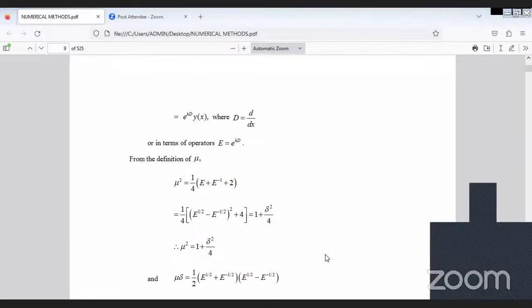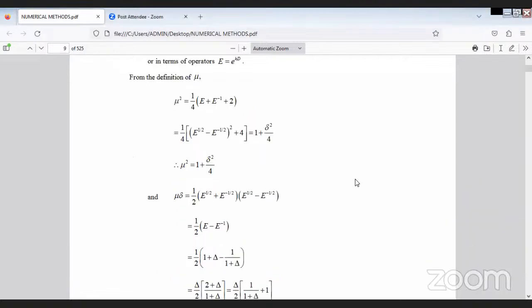E power e inverse. So therefore 1 by 4 e power 1. I am taking the 1 by 4 as a constant automatically. That is a, e plus e power minus 1 by 2, there is a plus b whole square. The formula we are writing here: e power 1 by 2 minus e power minus 1 by 2 whole square plus 4. We can write this function as 1 plus delta square by 4.